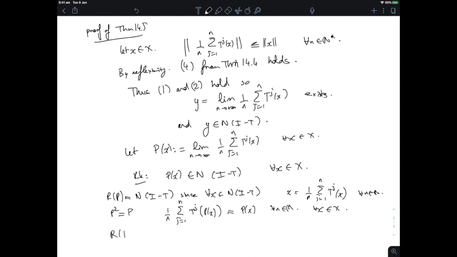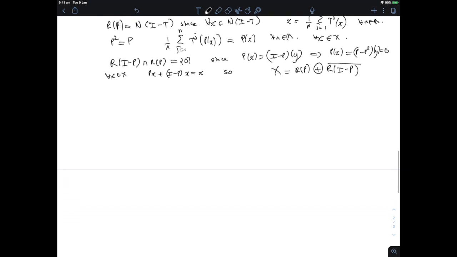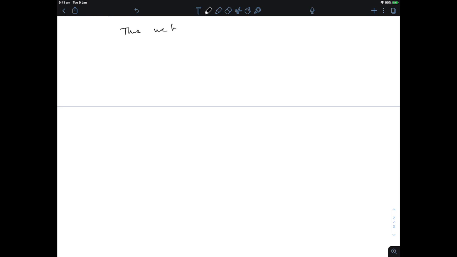Now that tells me that the range of identity minus p intersected with the range of p has to be trivial, because if p of x, say, is equal to (1 minus p) of y, then I have that p of x is equal to p minus p square of y, which is 0. Okay, and on top of that, of course, any x in X can be written as p of x plus (identity minus p) of x. So we have that X really splits into the range of p and the range of identity minus p, maybe the closure of that if this is not closed. And we've seen that the range of p is the null space of identity minus t. So what we have is a splitting between the null space of identity minus t and the range of identity minus p, which we know exists now.